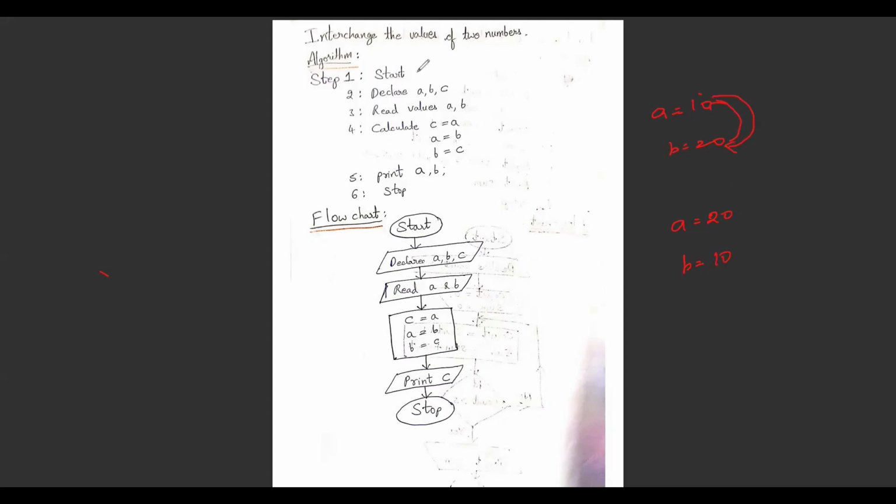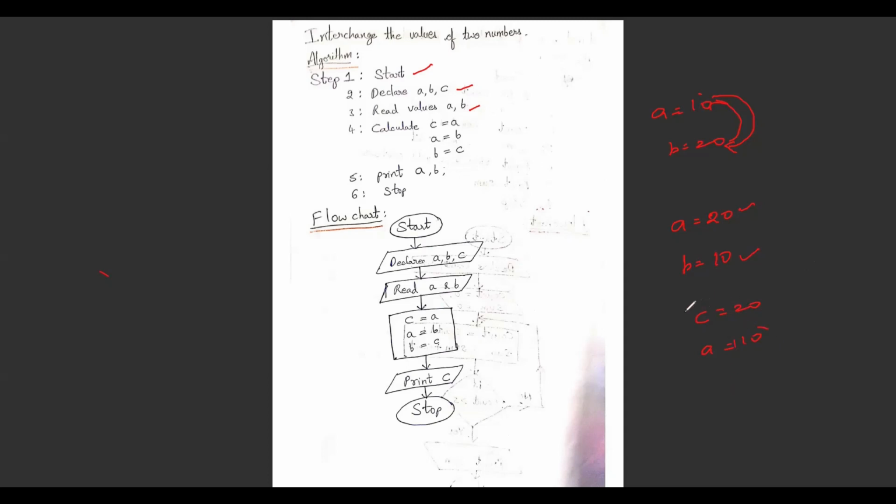Fine. So just see here, you're going to start, then declare, you're reading the values. First of all, let us suppose A equals 20 and B equals 10. Then you're going to say C equals A. Now the C value, A is nothing but 20, will be stored. And afterwards, A equals B. The B value is 10, that will be stored in A. Because A is initially 20, now it is replaced with 10.